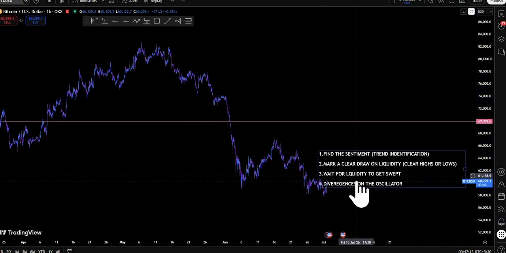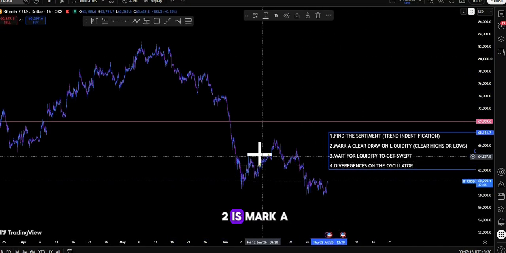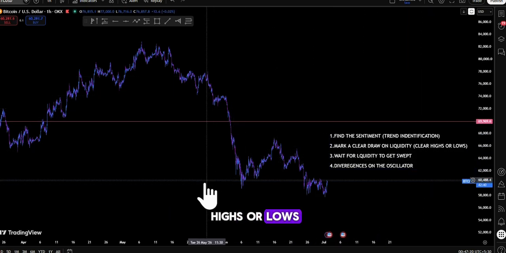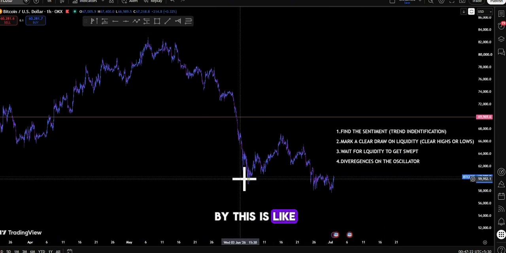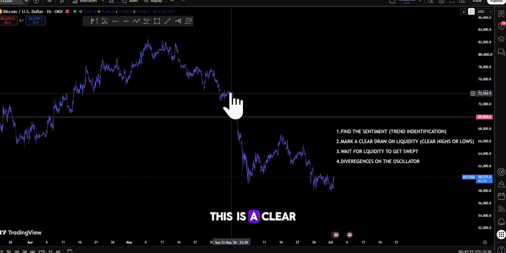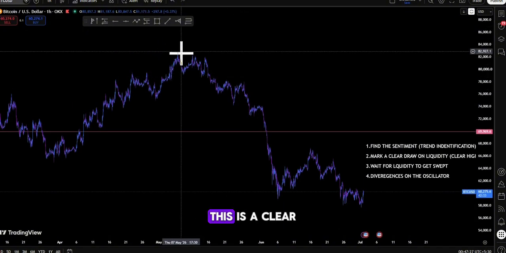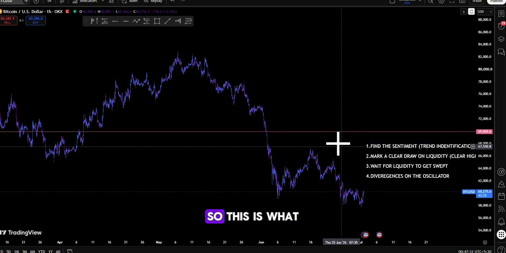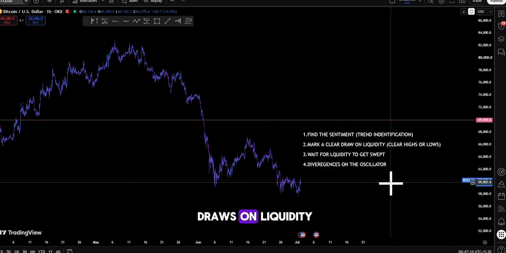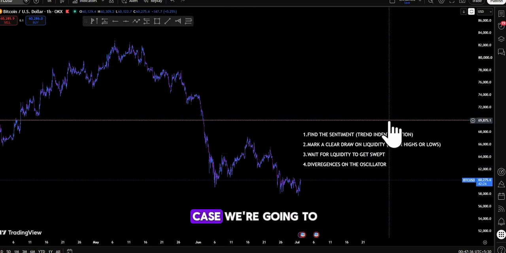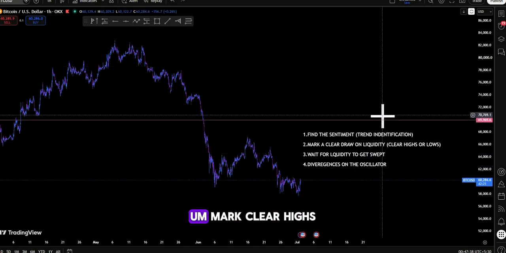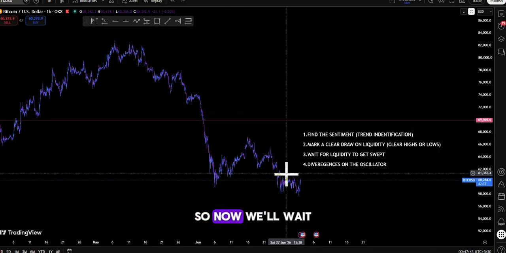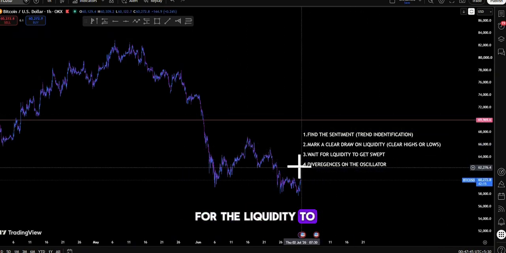All right. So step number 2 is to mark a clear draw on liquidity, which are basically clear highs or lows. Now, what I mean by this is, as you see, this is a clear low, this is a clear high, this is a clear high, this is a clear low. So this is what I mean by clear draws on liquidity. And now in this case, we're going to mark clear highs as we're in a downtrend and we'll be taking shorts. So now we'll wait for the liquidity to get swept.